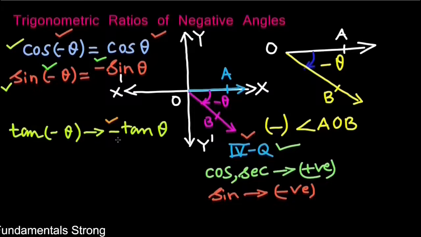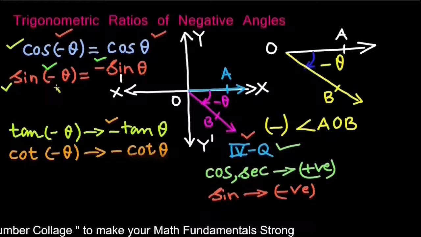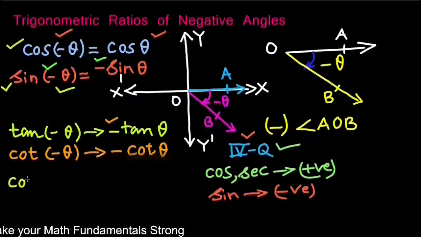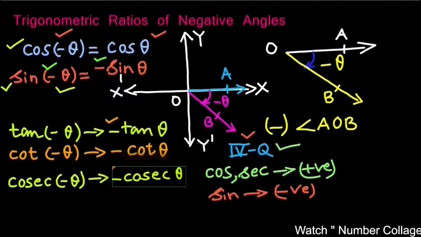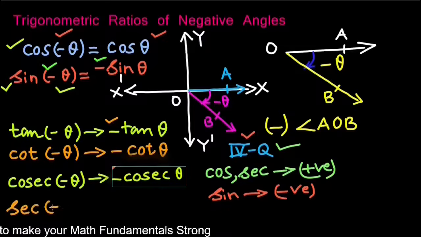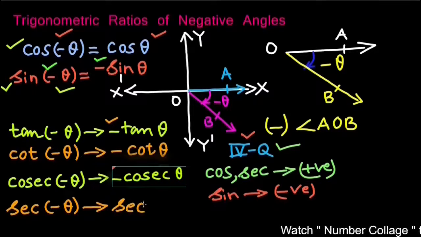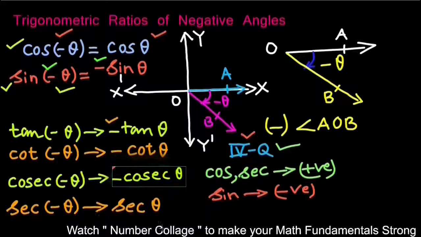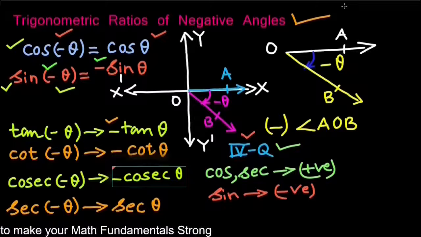Since tan of minus theta is minus tan theta, cot of minus theta will also be minus cot theta. Since sine of minus theta is minus sine theta, cosec of minus theta, which is the reciprocal of sine theta, will also be minus cosec theta. And finally, sec of minus theta, which is also the reciprocal of cos theta, will remain plus sec theta, just like cos theta. These are the sign changes that will happen with negative angles of trigonometric ratios.